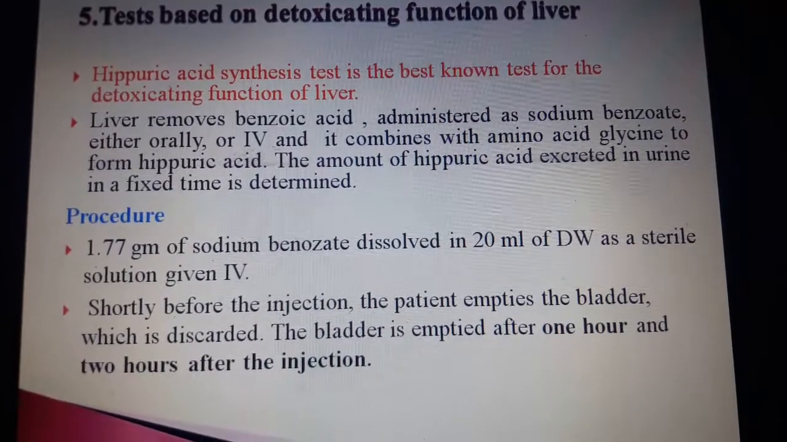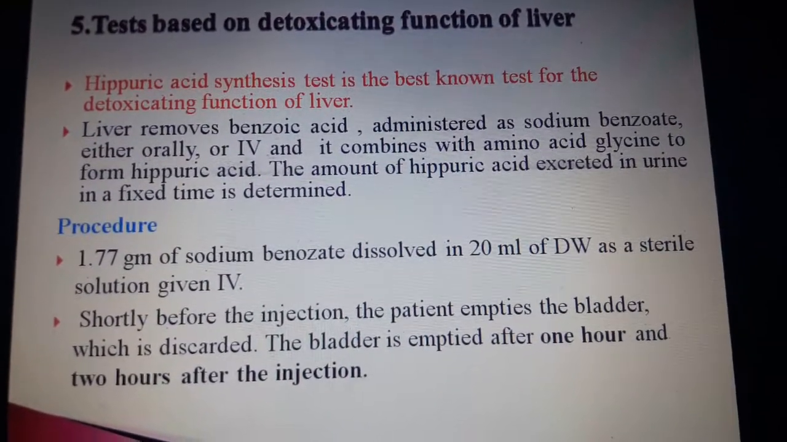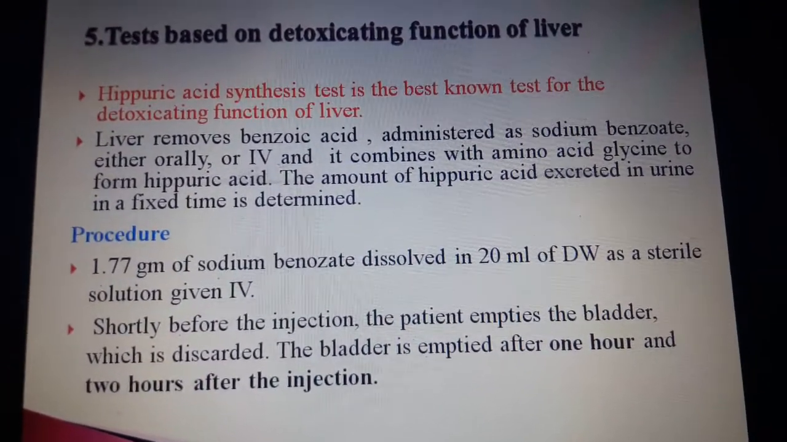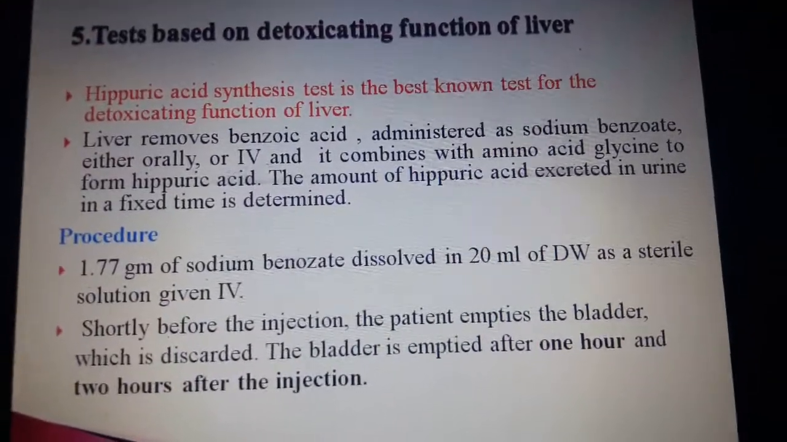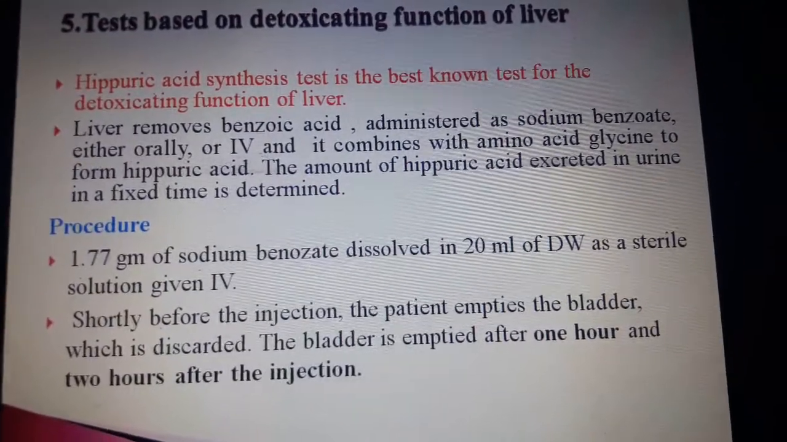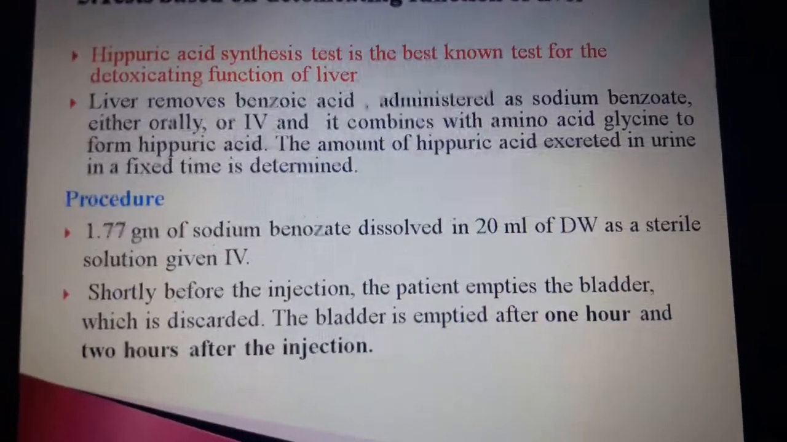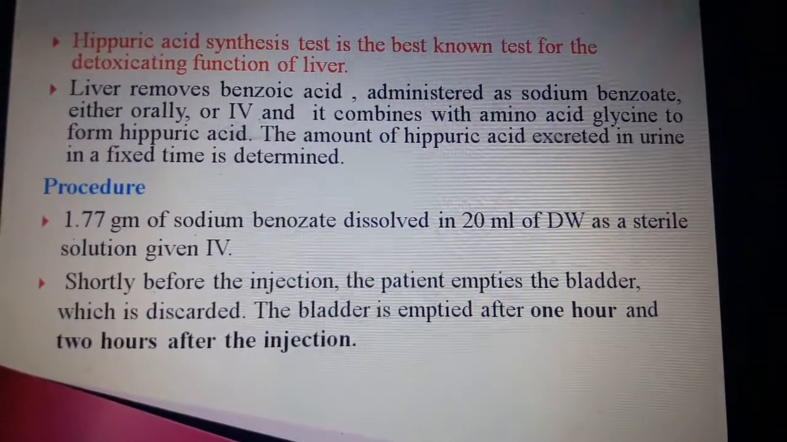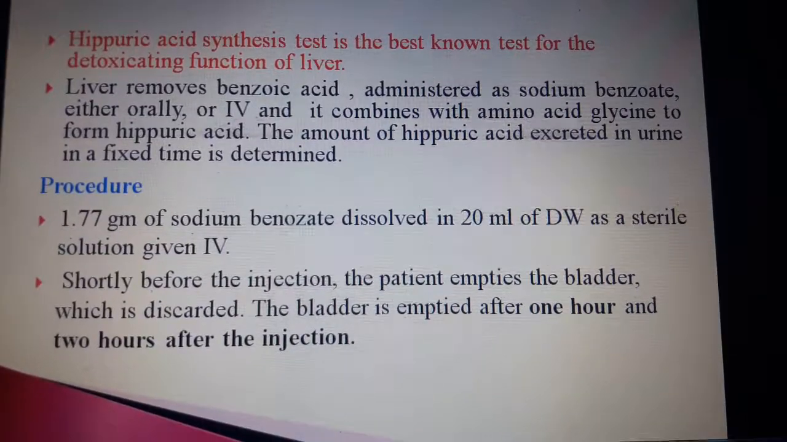Then test based on detoxicating function of the liver. The hippuric acid synthesis test is the best known test for the detoxicating function of the liver. Liver removes benzoic acid administered as sodium benzoate either orally or IV, and it combines with the amino acid glycine to form hippuric acid. The amount of hippuric acid excreted in urine in a fixed time is determined.